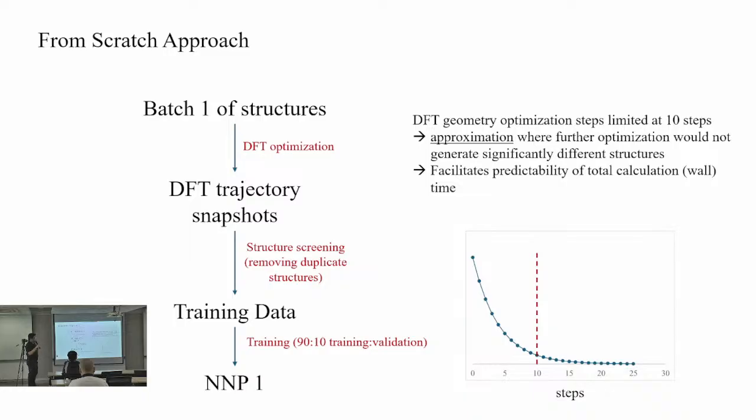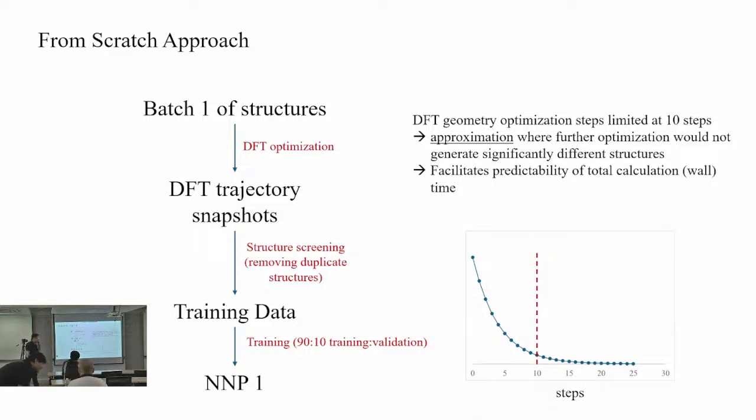The idea here is that since we don't have any NNP model, we have to perform some DFT optimization. Now, the thing with DFT is that if you wait for it to converge to the most stable conformation, it can take quite some time, right? So for example, here, this is energy. I forgot to put the y-axis. And this is the number of steps. You can see that as you go past, let's say, 10 steps, or maybe 20 steps, depending on the structure, the changes in the overall conformation are very limited, right?